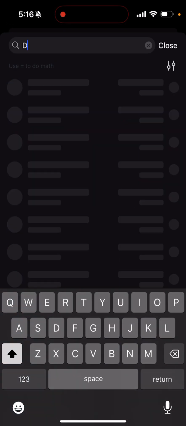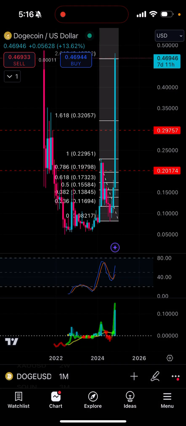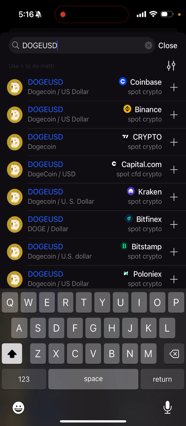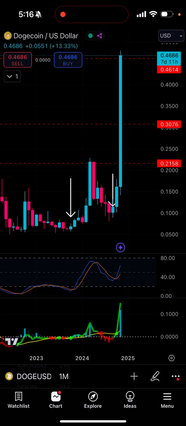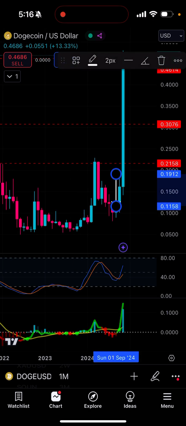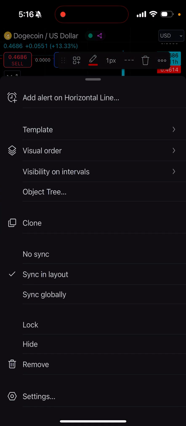Let's go with another popular coin. Let's go with Doggy. Actually, let's use a cleaner chart. Doggy, we'll use Binance, a cleaner chart on Doggy. You would have purchased twice in the last couple of years. Let me see.